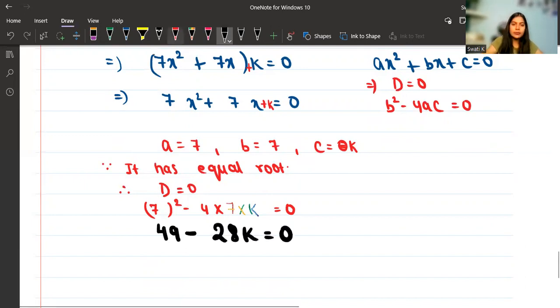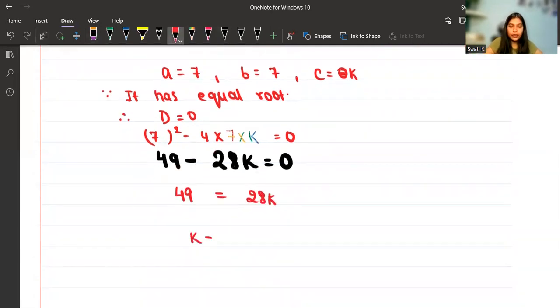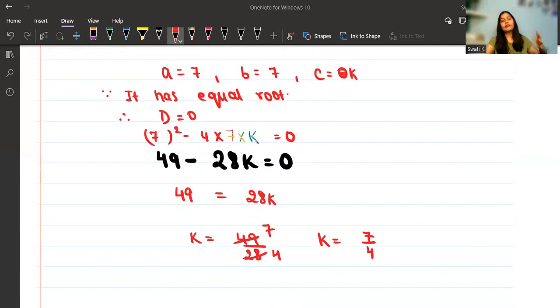Now very simple. We will just send this minus 28k to the other side, so this will become plus 28k, and now this will be equal to k equals 49 upon 28, which is 7 into 7, 49, and 7 into 4, 28. So we got the value of k, which is 7 upon 4. So the value of k we got is 7 upon 4. And this is the answer. Finally, we have done this.